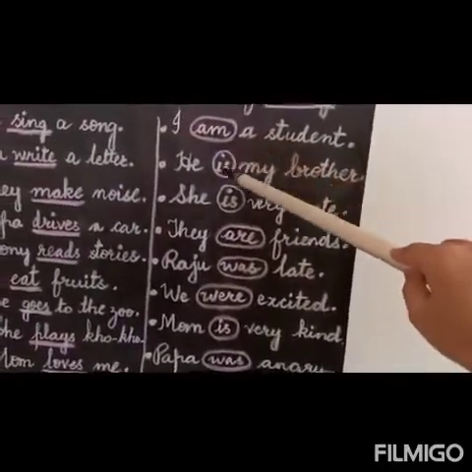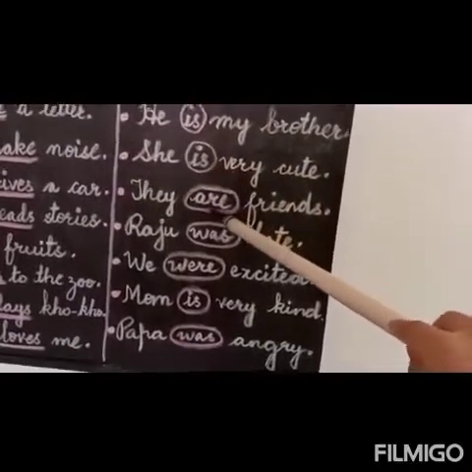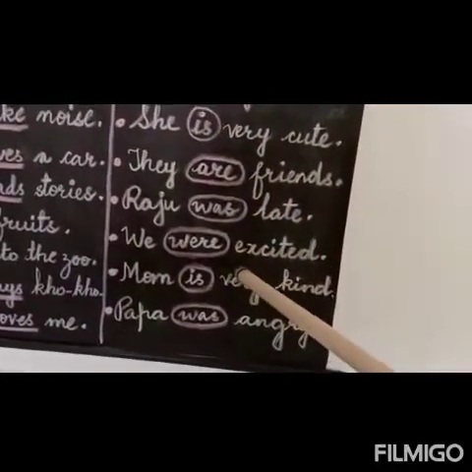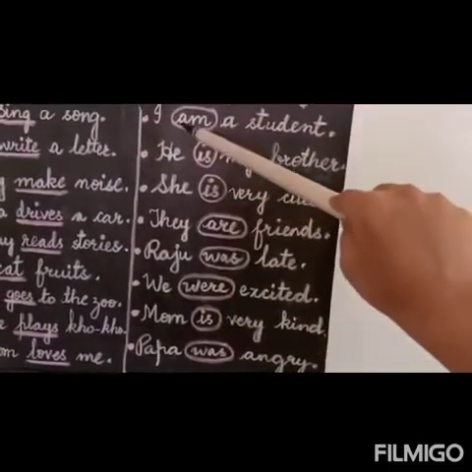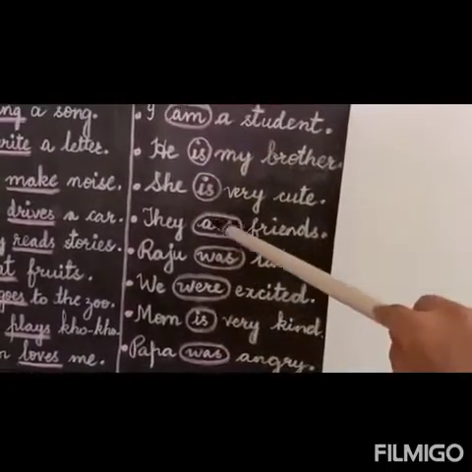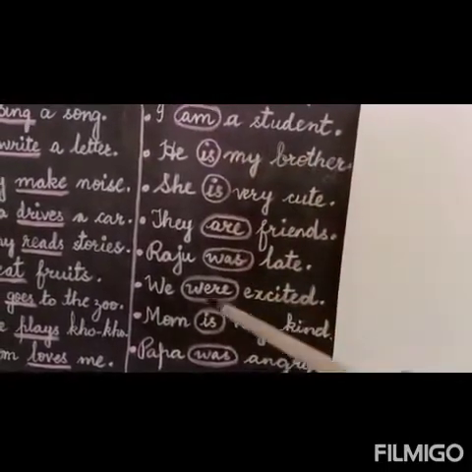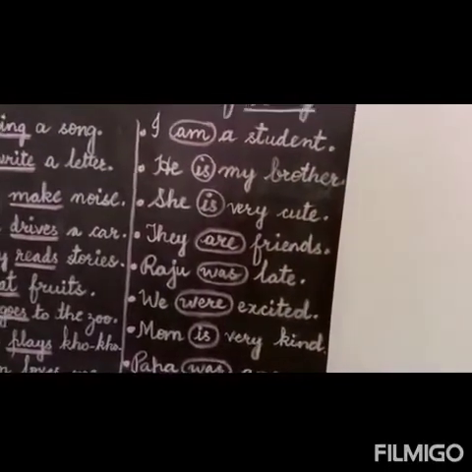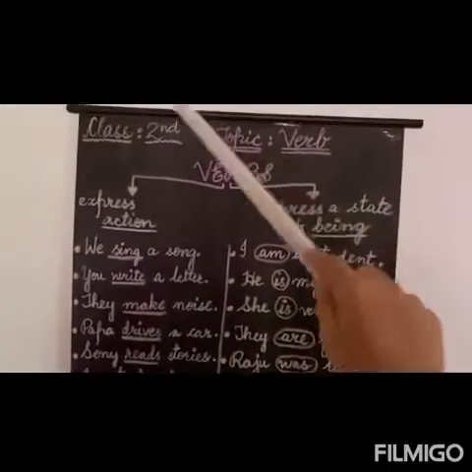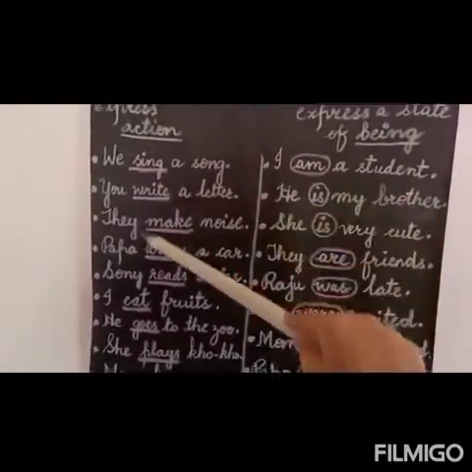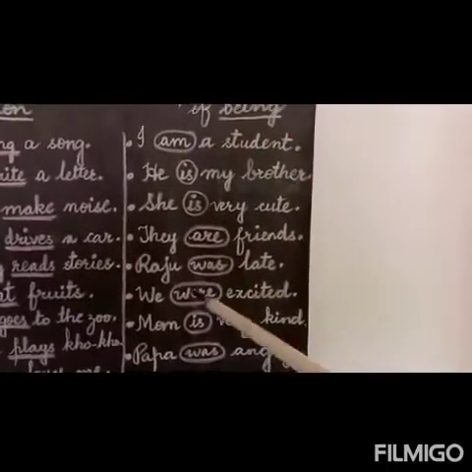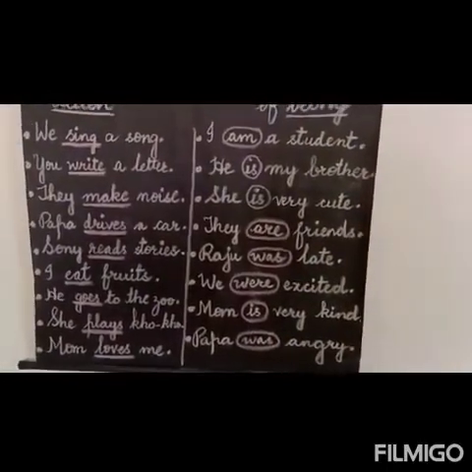So my dear students, you see am, is, are, was, were. All these words are acting as verbs of being. They don't show any physical activity or physical action. They only show us the state. So my dear students, you recapitulated the previous topic that verbs are the words which express action or which express a state of being. Then I gave you certain examples of verbs of action and certain examples of verbs of being. Hope you have understood this concept.